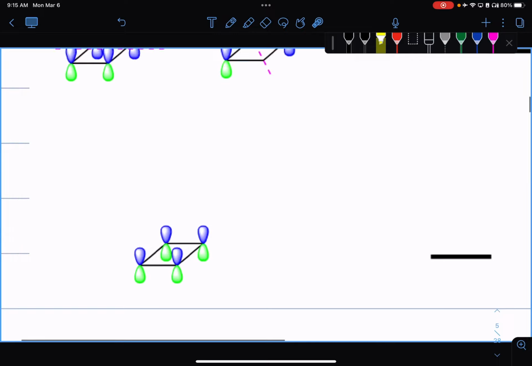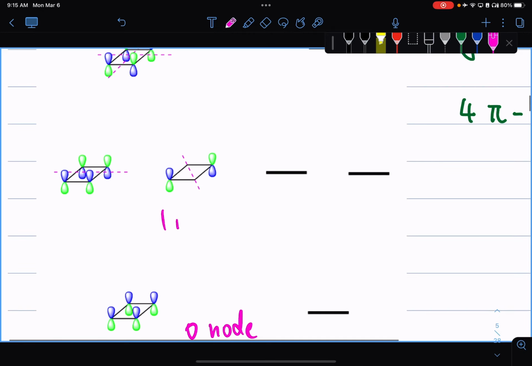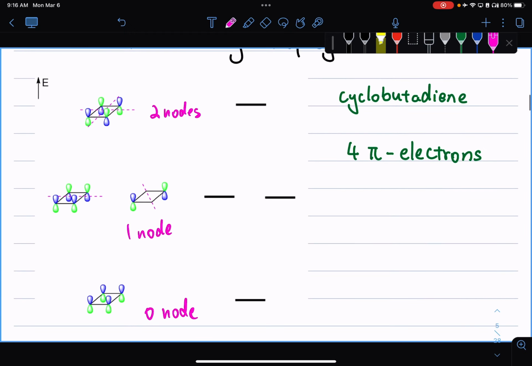So in cyclobutadiene, these are the pi MOs you can imagine drawing. Again, on the bottom, this one has 0 nodes. All atomic orbitals are shaded in the same way. In the middle, we can have 1 node, either through bonds or through atoms. And on the top, we have 2 nodes. So we start from 4 p atomic orbitals and end up with 4 pi molecular orbitals.